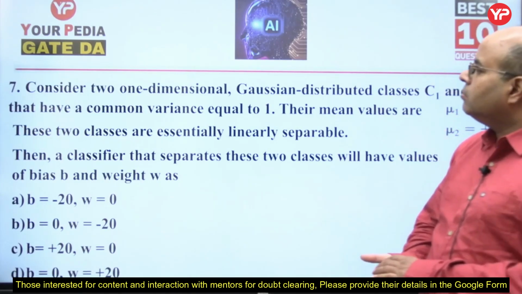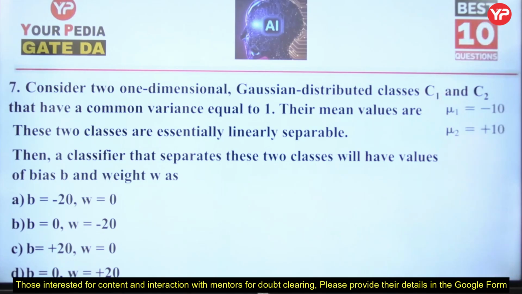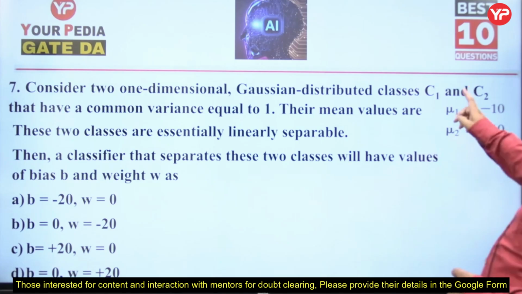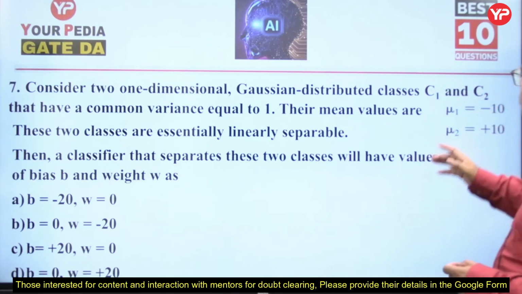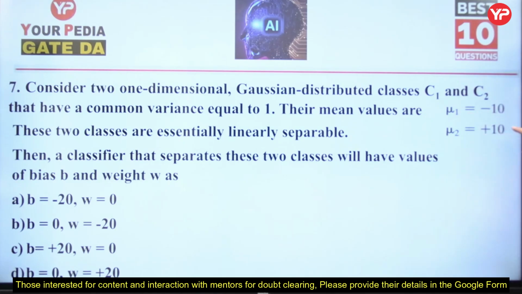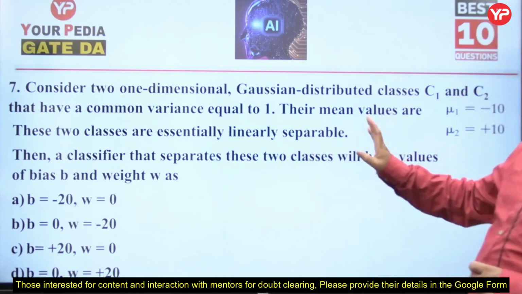Now another, a bit more difficult question. Consider two one-dimensional Gaussian distributed classes C1 and C2 that have a common variance equal to 1. Their mean values are mu1 equal to minus 10 and mu2 equal to plus 10. As they are Gaussians, naturally mean and variance will be there. These two classes are essentially linearly separable.